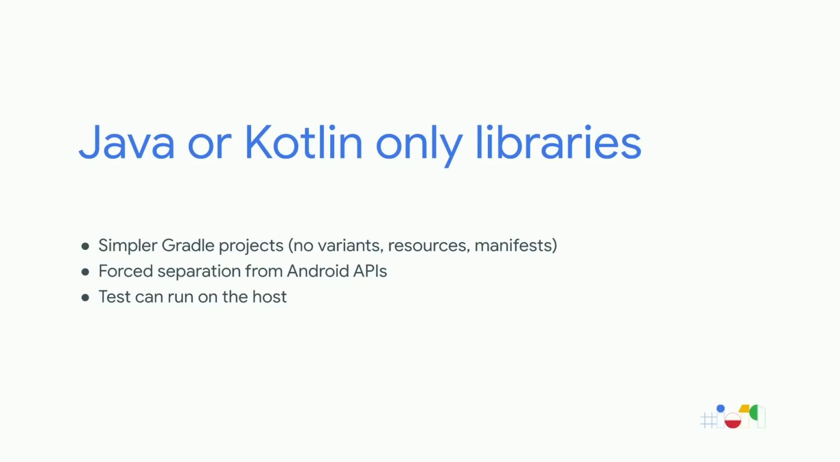In architecture components, for example, we found that creating pure Java libraries as a common layer between other libraries was really helpful. First of all, you get the separation from Android APIs, which lets you run those tests on a host, which is really fast. It's not running on the phone. Additionally, you get faster builds because, by definition, these non-Android Java and Kotlin projects are a lot lighter. They don't handle variants. They don't have Android resources. They don't have manifests and so on. So for your project, if you can pull out these kinds of projects, I would highly recommend making them pure Kotlin or Java.